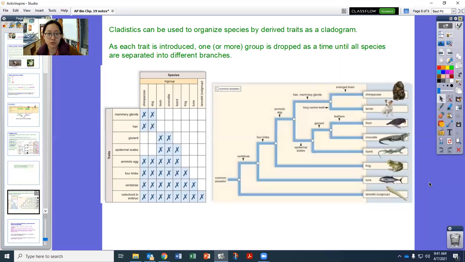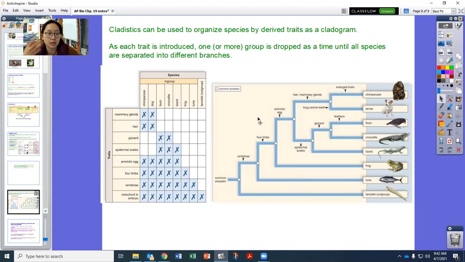as each trait is introduced, one or more groups is going to be dropped out at a time until all species are separated onto different branches in a cladogram. So the easiest way to look at it and think about it is that when you mark the X's on similarities between traits and similarities between groups, as they drop off one by one, that's how you would do the same thing as when you're creating a cladogram.